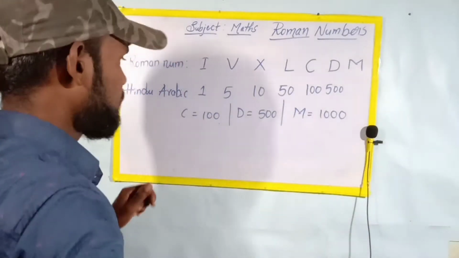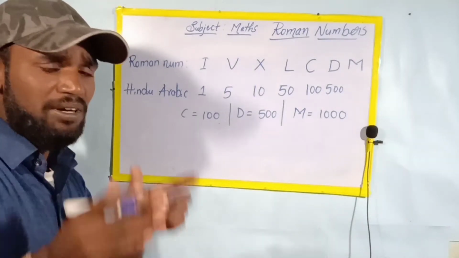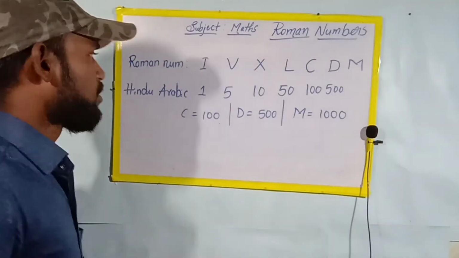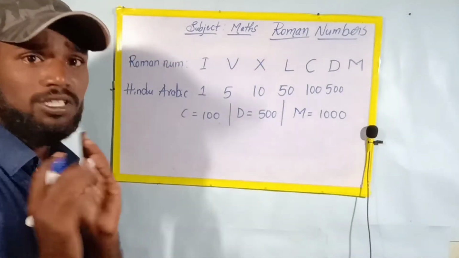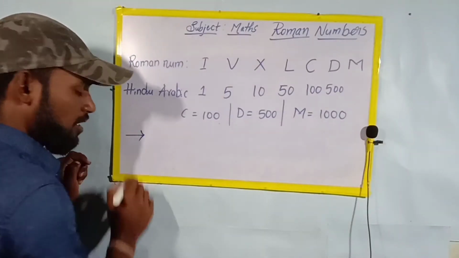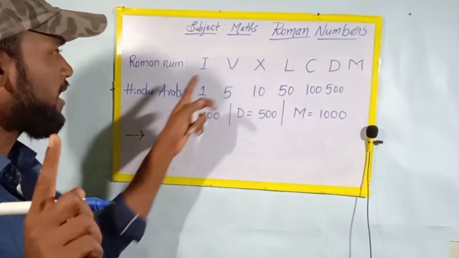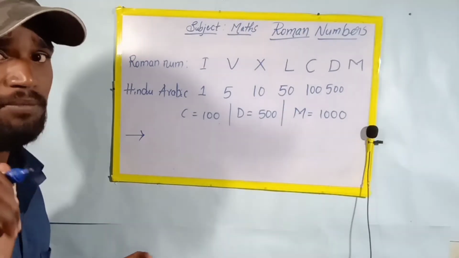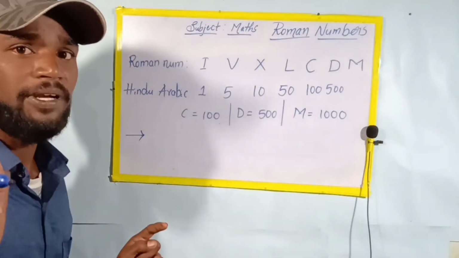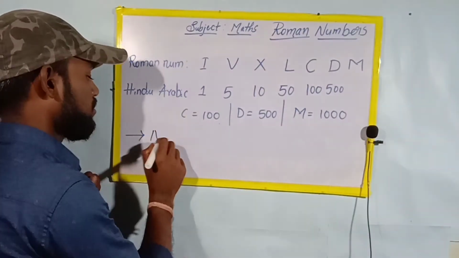Okay. Now we will write from 1 to 50. So just see here, some rules are there. Rule 1, no letter should be repeated more than 3 times. Okay, no letter should be repeated more than 3 times.